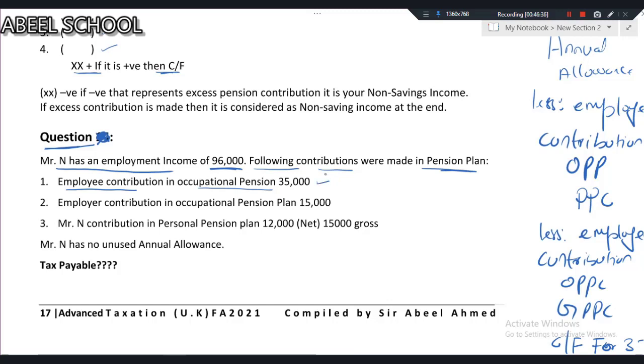We did discuss that when an employee is contributing in an occupational pension plan, it reduces the employment income. Employer's contribution in the occupational pension plan is 15,000, which is an exempt benefit for the employee. Mr. N's contribution in the personal pension plan is 12,000 net and 15,000 gross. Mr. N has no unused annual allowances. So previously he does not have any unused annual allowance. Only the current year 40,000 is available. You need to calculate tax payable. So I would say pause the video, attempt the question, try to calculate tax payable. Then you can always unpause the video after attempting the question.